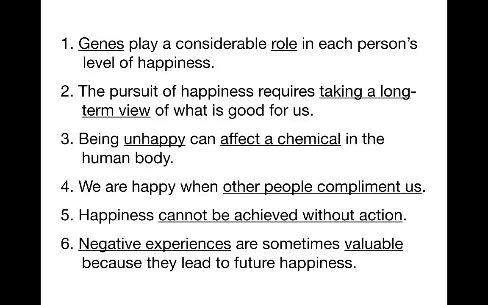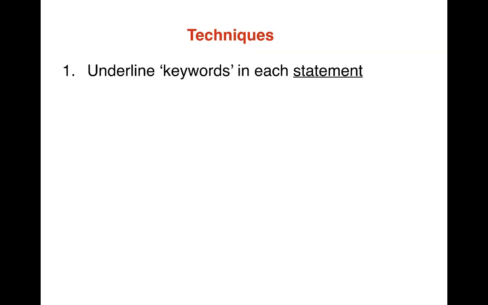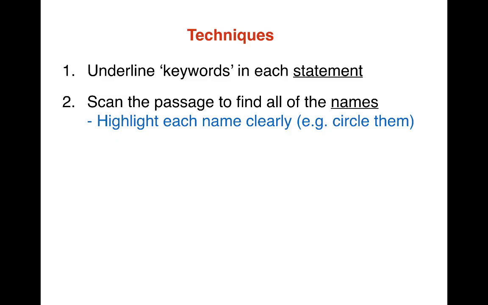There's a very clear difference between each of those question statements, and we've got some good keywords in there that later we can look at quickly when we're matching with the information that we've read. That's technique 1 then. We've underlined the keywords in each statement. Now we go to number 2. Scan the passage to find all of the names. Highlight each name clearly. For example, put a circle round them.